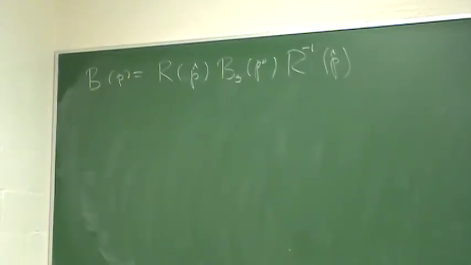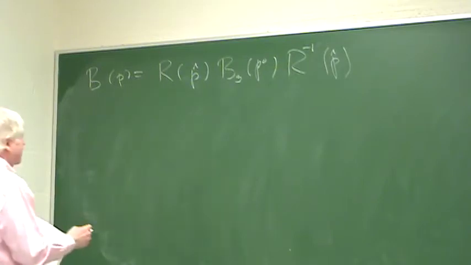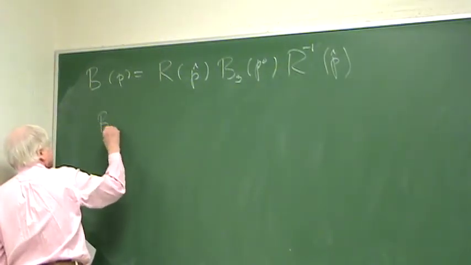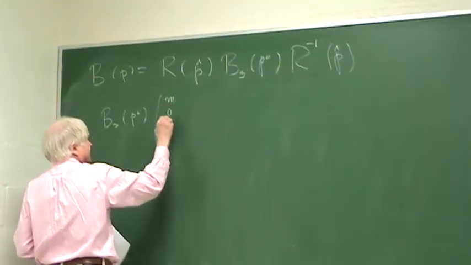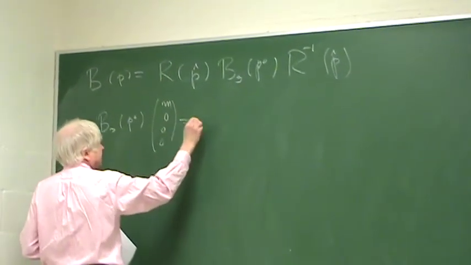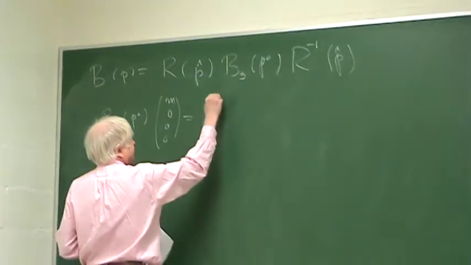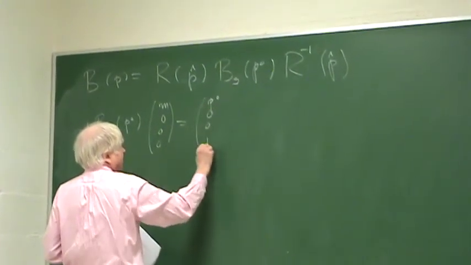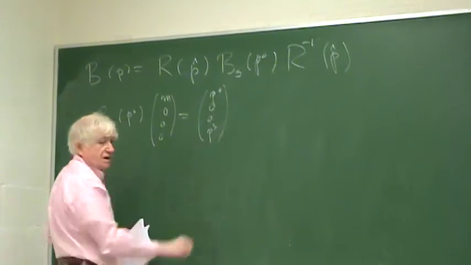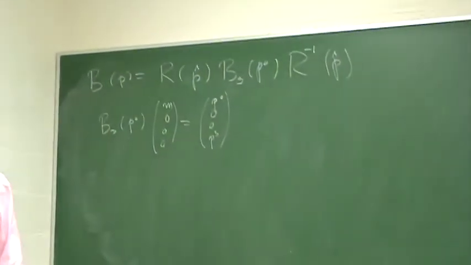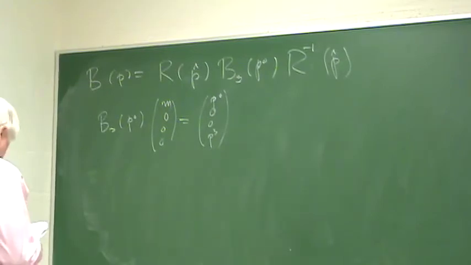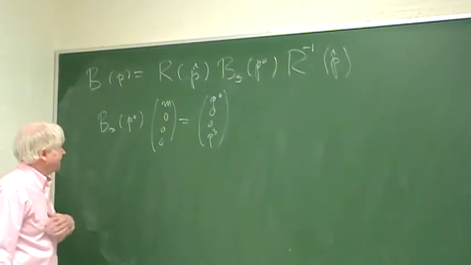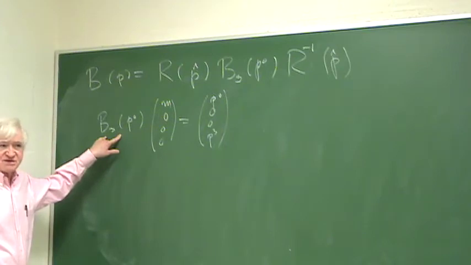Okay. Now what is this B3 of P0? B3 of P0 is the one that takes the three vector, four vector, into the four vector P0. Okay, so that's the thing that we're looking at. And so what is the 4x4 Lorentz transformation that does this?